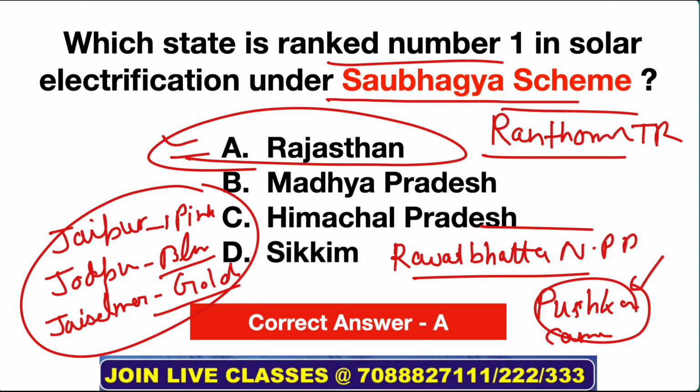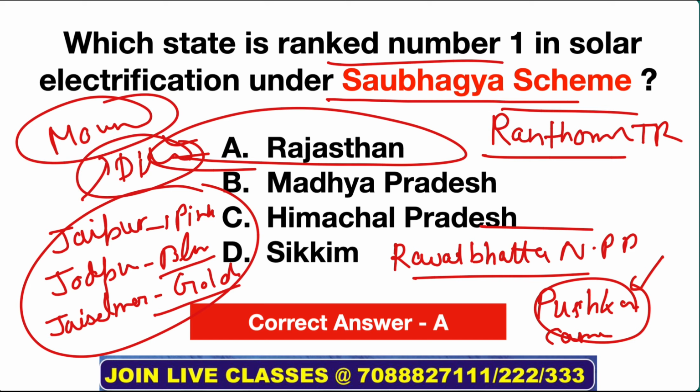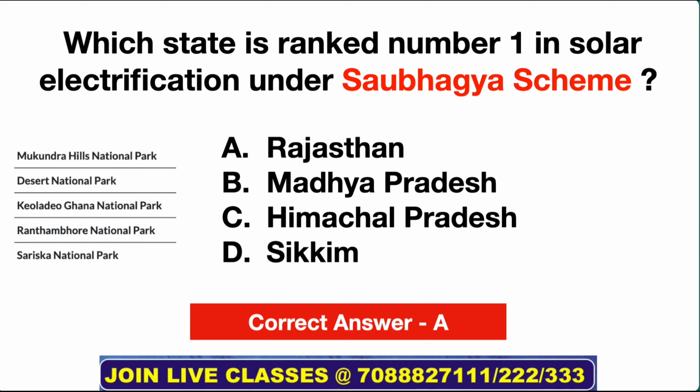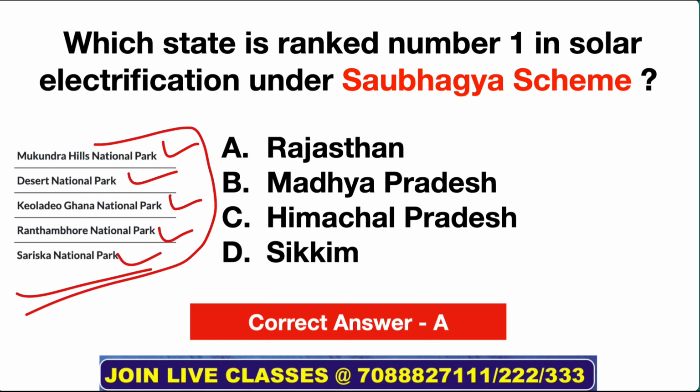that is organized in Rajasthan. And there is a hill station, Mount Abu, which is the highest point of Rajasthan. In Mount Abu there is a temple, the Dilwara temple. Next question. The important national parks of Rajasthan are Mukundra Hill National Park, Desert National Park, Keoladeo Ghana National Park, which is very important, Ranthambore, and Sariska National Park. These are five important national parks of Rajasthan.